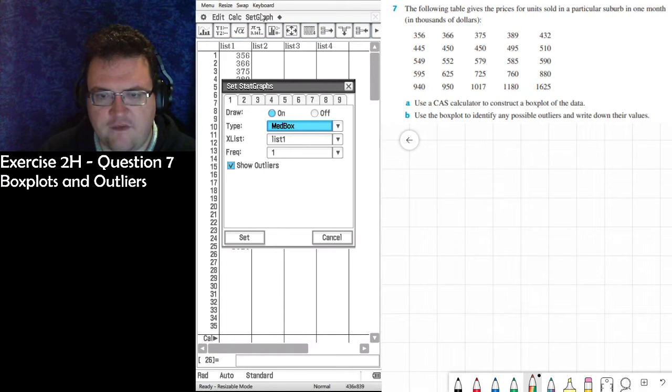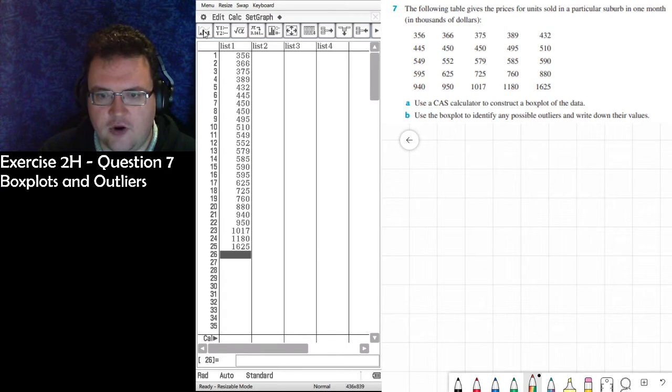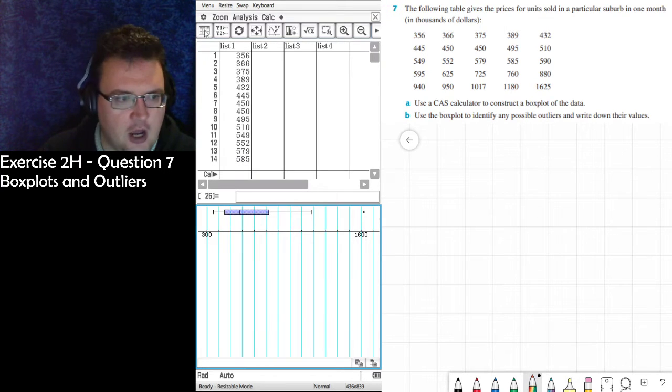So again, set graph gets you to this window here, and you have to make sure that med box is selected for type and the outliers are listed as ticked. So once I hit that, I then press draw, and then I should get a graph like this. Now, the thing about this graph is that when you draw it, it indicates on it that there's an outlier present. So it's all the way up there.